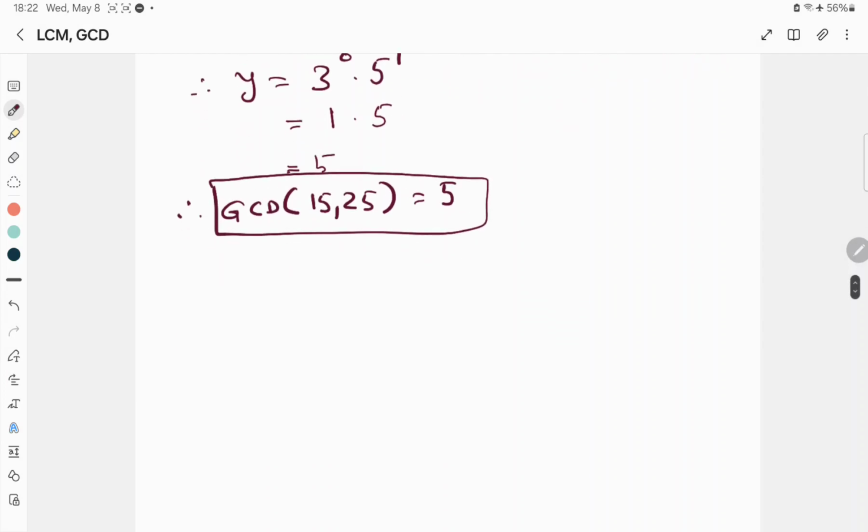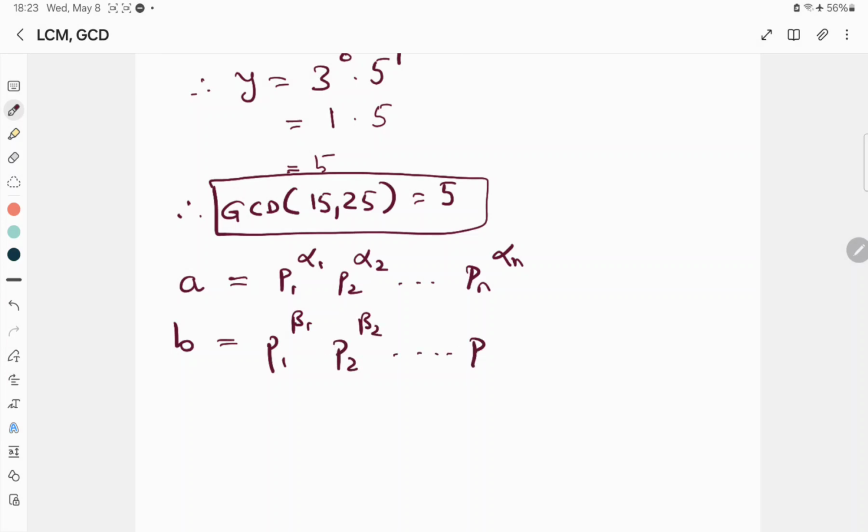So the general rule that we came up with, I'm going to state that rule because this is going to be useful for other problems as well. Suppose I'm given two numbers. Let's say a is a number that is p1 to the power alpha 1, p2 to the power alpha 2, pn to the power alpha n, and b is a number with the same primes, not changing, p1 to the power beta 1, p2 to the power beta 2, pn to the power beta n, where alpha is greater than or equal to 0, beta is greater than or equal to 0, but they are not both equal to 0, otherwise I can just drop that prime from the factorization.